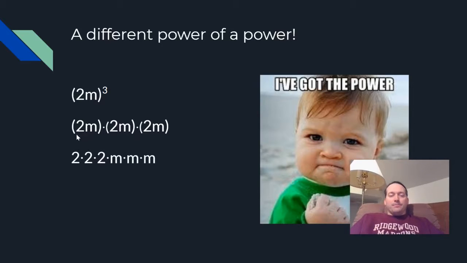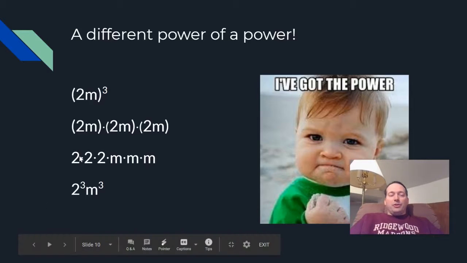Now, just using the commutative property, we can switch the order around. So this is 2 times 2 times 2 times m times m times m. Well, this looks like 2 cubed to me, and this looks like m cubed to me, and I'm multiplying them. So 2 cubed, m cubed. That's it. So again, this power gets multiplied by each of these.